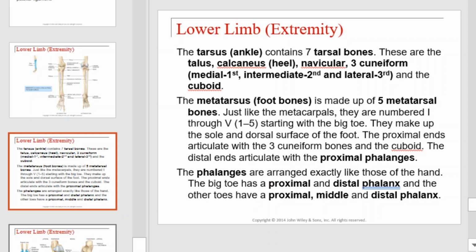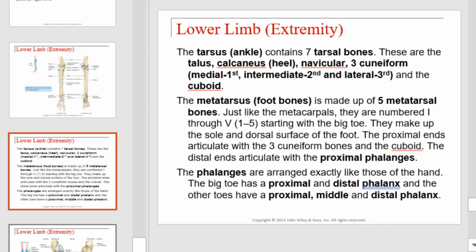The tarsus, or ankle, contains 7 tarsal bones. They are listed for you here. The metatarsus, or foot bones, is made up of 5 metatarsal bones, just like the metacarpals. They are numbered 1 through 5, starting with the big toe. They make up the sole and dorsal surface of the foot.